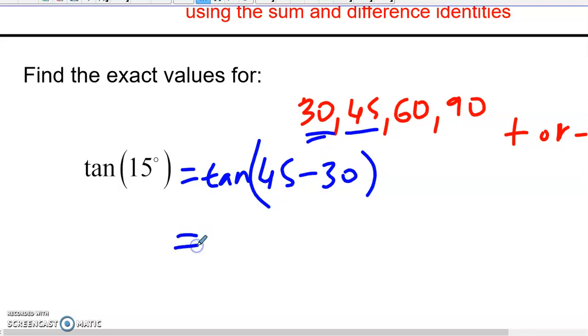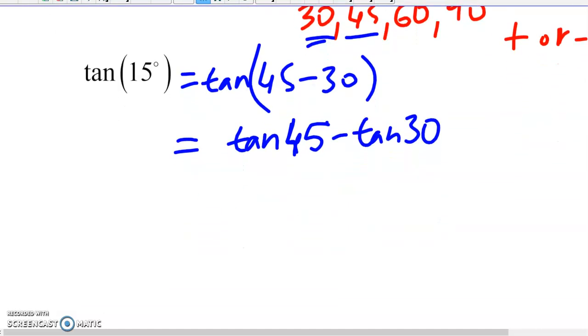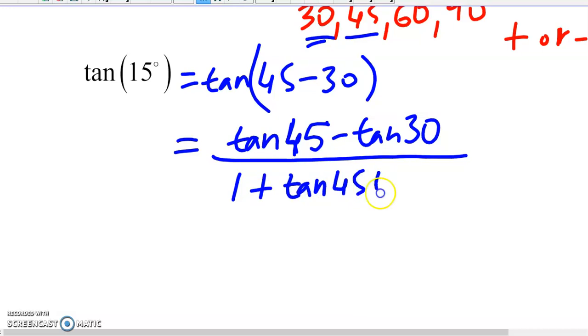So this is tangent of 45 minus 30. Okay, so let's write this out. So tangent, remember, if it's a minus, then we follow the minus in the numerator. So it's tangent of 45 minus 30, all divided by, and remember, if it's a minus on the top, it's a plus on the bottom. And then we multiply the two tangents down here.